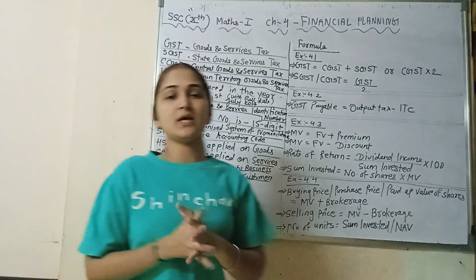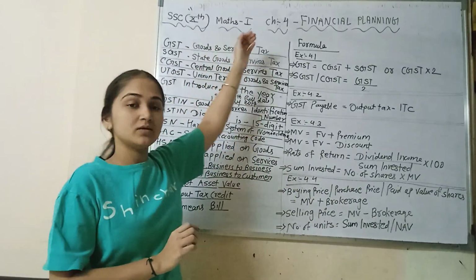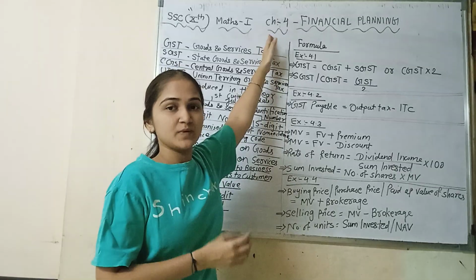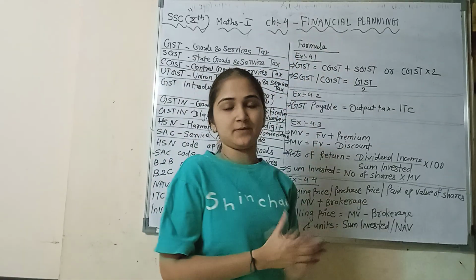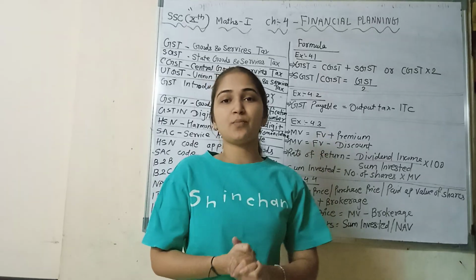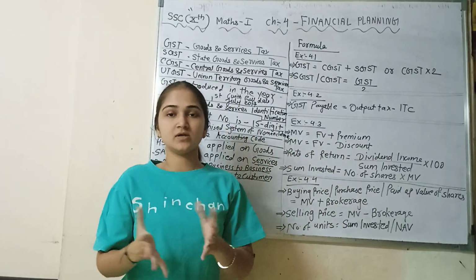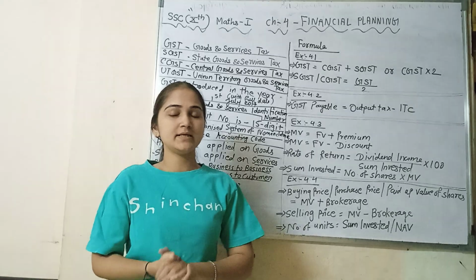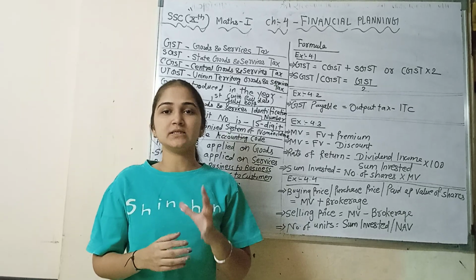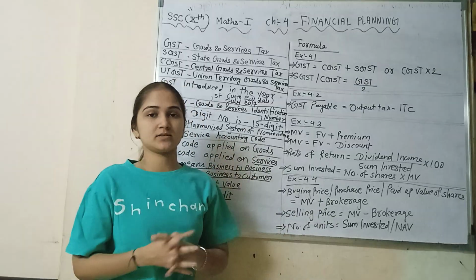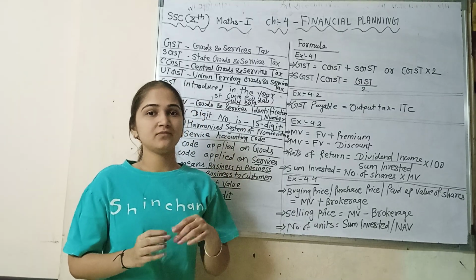The subject in which we are going to learn some very important things is Maths-1. The chapter we have selected today is chapter 4, Financial Planning. This is a very important chapter for the board exams, and it covers at least 7%, which you can score very easily if you know all these things. Okay, so let's start.